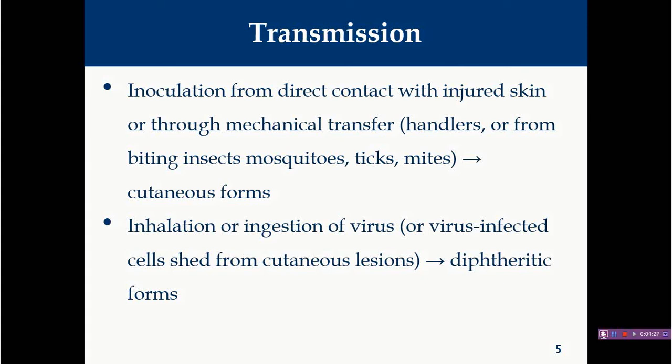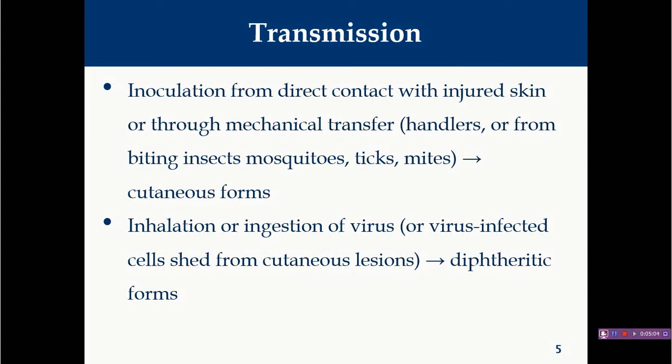So there are two types of transmission: mechanical transmission and biological transmission that can be done by some vectors. In mechanical transmission, no virus replication occurs inside the vector. Biting insects like mosquitoes, ticks, and mites take a feed on infected birds, and at that time the virus gets attached to these vectors, and then they come to healthy birds and transmit the disease to them. So this is the route of transmission in the cutaneous form.